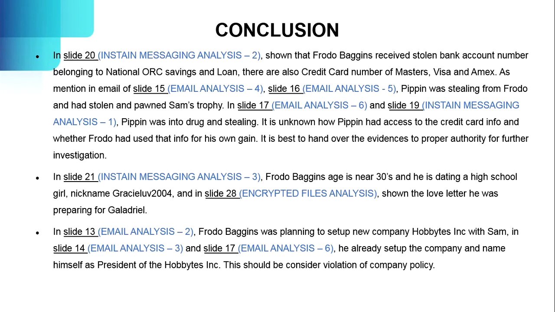In slide 13, email analysis 2, Frodo Baggins was planning to set up a new company, Hobby Bites, with Sam. In slide 14, email analysis 3, and slide 17, email analysis 6, he already set up the company and named himself as president of Hobby Baggins. This should be considered a violation of company policy.